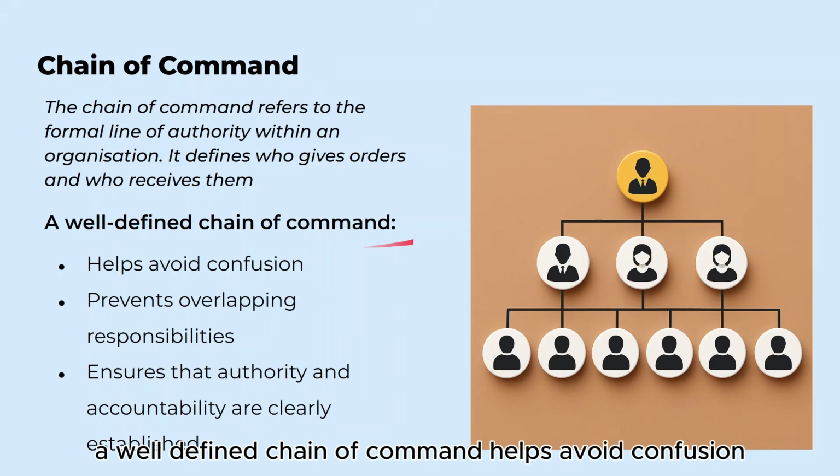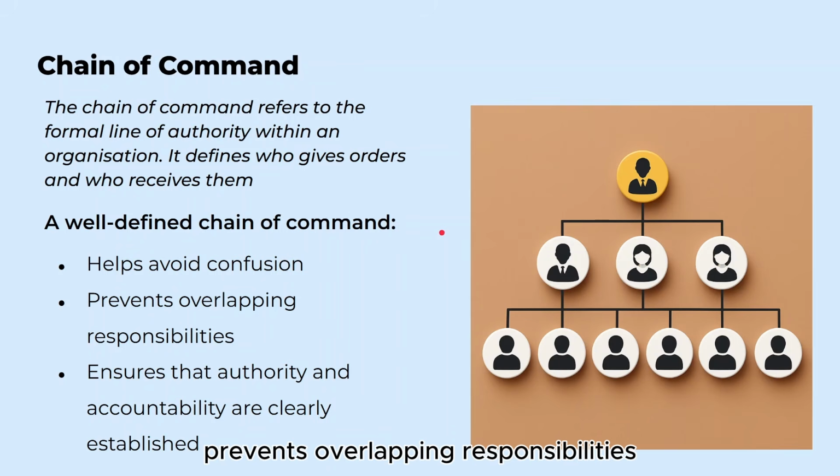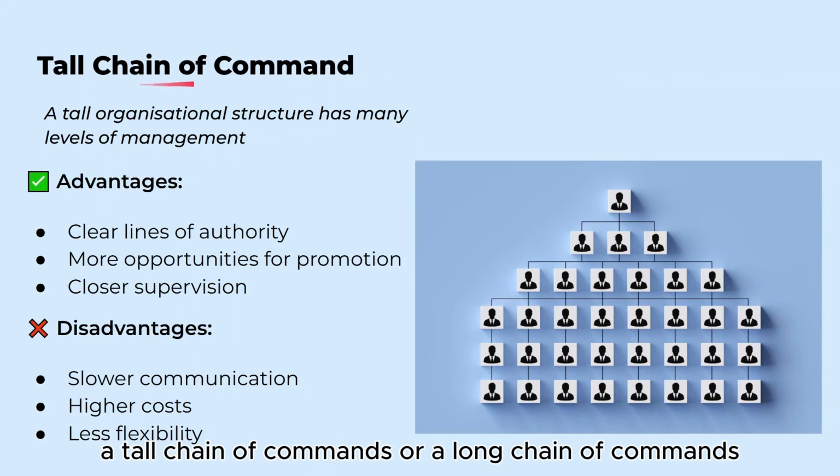A well-defined chain of command helps avoid confusion, prevents overlapping responsibilities, and also ensures that authority and accountability are clearly established. Without a proper chain of command, tasks can be duplicated or missed, decision-making becomes chaotic, and managing teams becomes difficult. A tall chain of command, or a long chain of command.